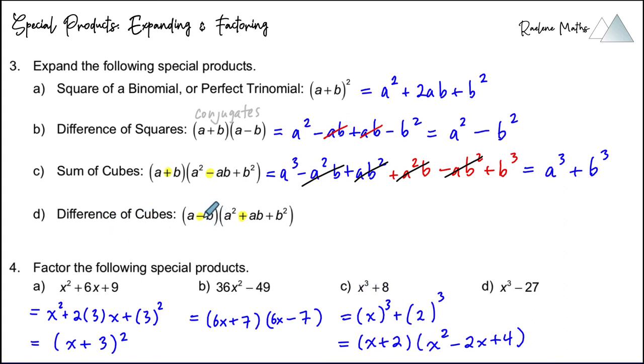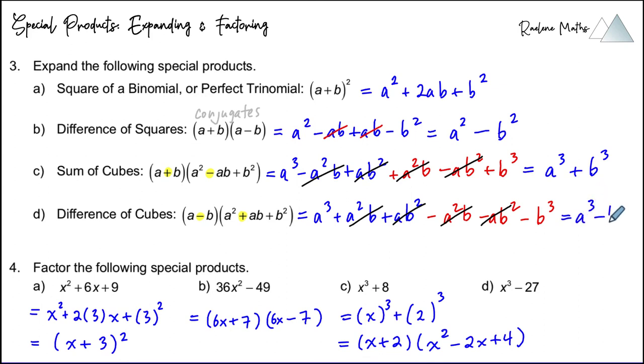Now the case for the difference of cubes is the same, except the signs that are highlighted are different. So here when we expand, we are going to get a cubed plus a squared b plus ab squared. And then distributing the negative b through gives us negative a squared b for that one. And then the negative b times the positive ab gives us negative ab squared, and then negative times positive b cubed. So all of the terms that cancel here are the middle terms, and we're left with a cubed minus b cubed. And so that's the case for the fourth and final factoring down below.